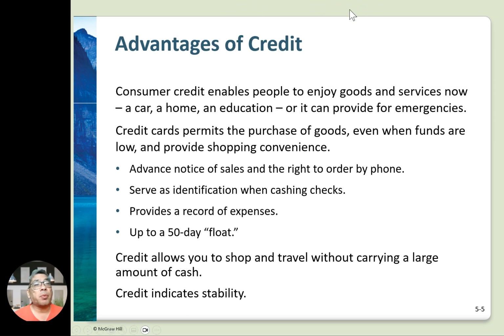What are the advantages of credit? When you are in Canada, you have to develop a credit score and credit records, okay? Consumer credit enables people to enjoy goods and services such as a car, home, and education. It's like I'm able to get a mortgage because I have a good credit score. That's the reason why. It also provides for emergencies in case you need money. A credit card permits the purchase of goods even when funds are low and provides shopping convenience, advance notice of sales, and the right to order by phone. Self-identification when cashing checks. It provides a record of expenses and up to a 50-day float. That's the key part.